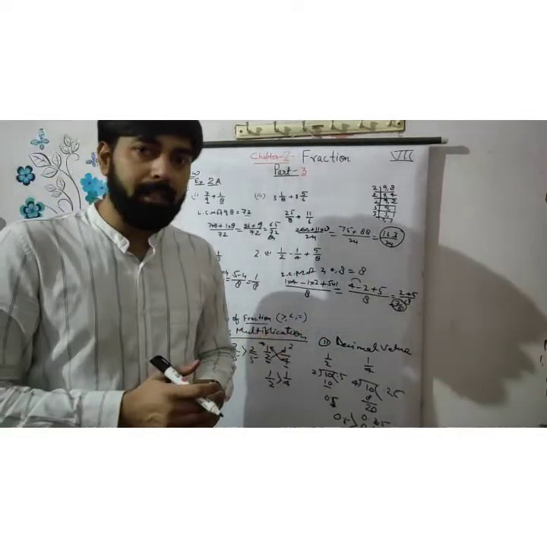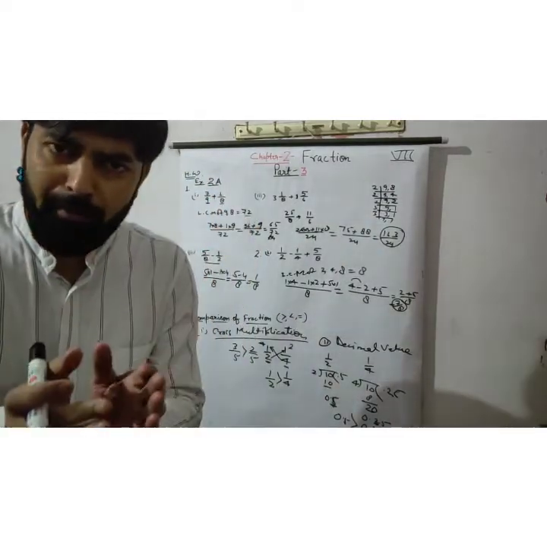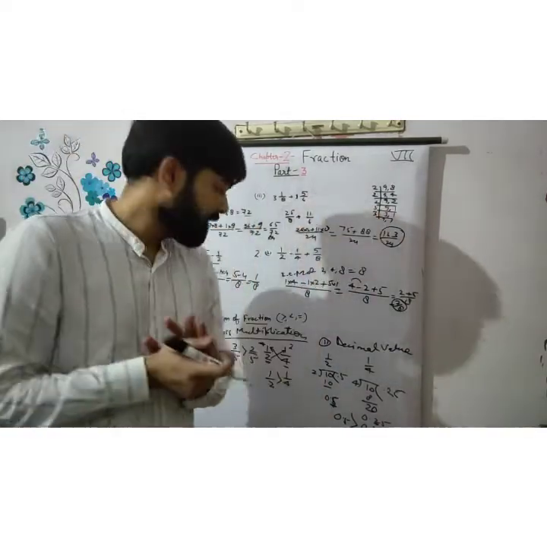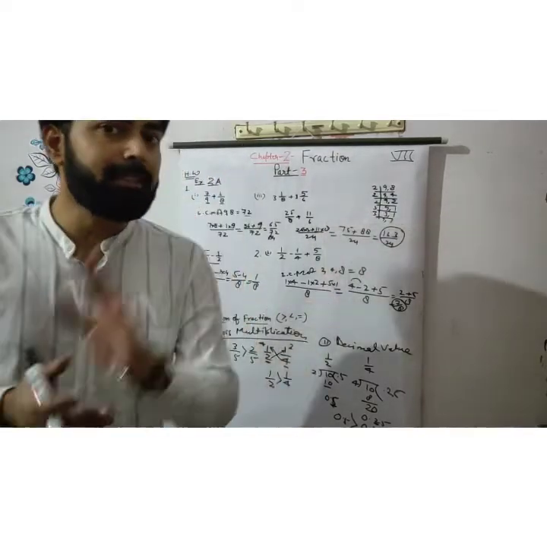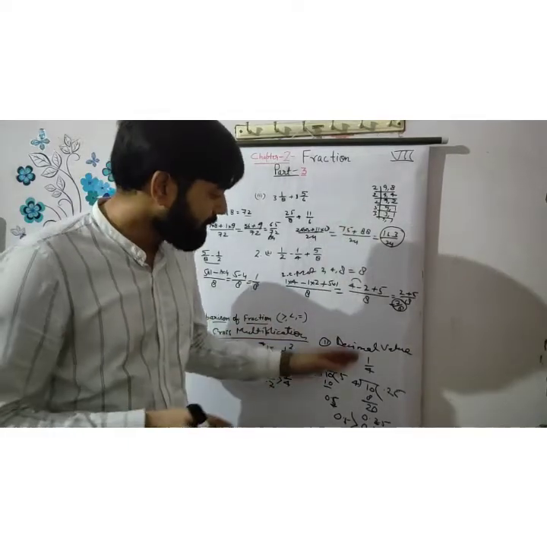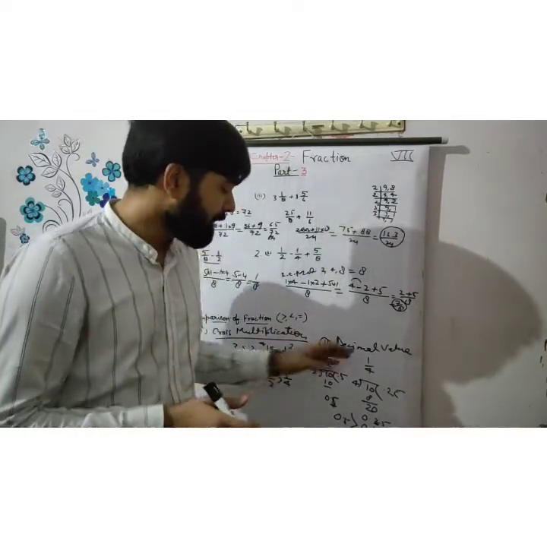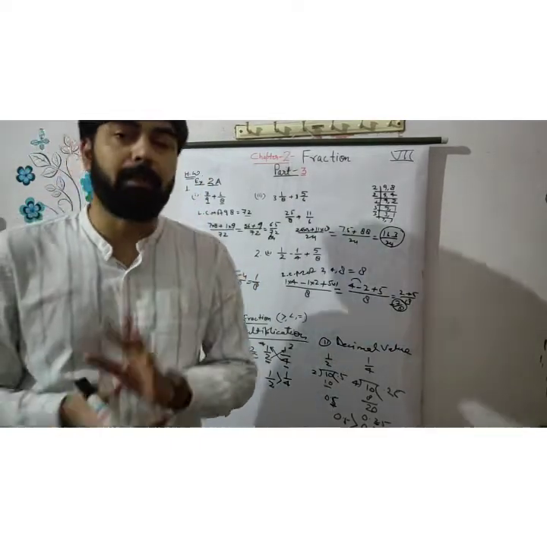By cross multiplication, in this method, the second denominator is multiplied by the first numerator of the fraction, and the first denominator multiplied by the second numerator. And the second method is the decimal value. In the decimal method, we divide the numerator by the denominator in decimal.